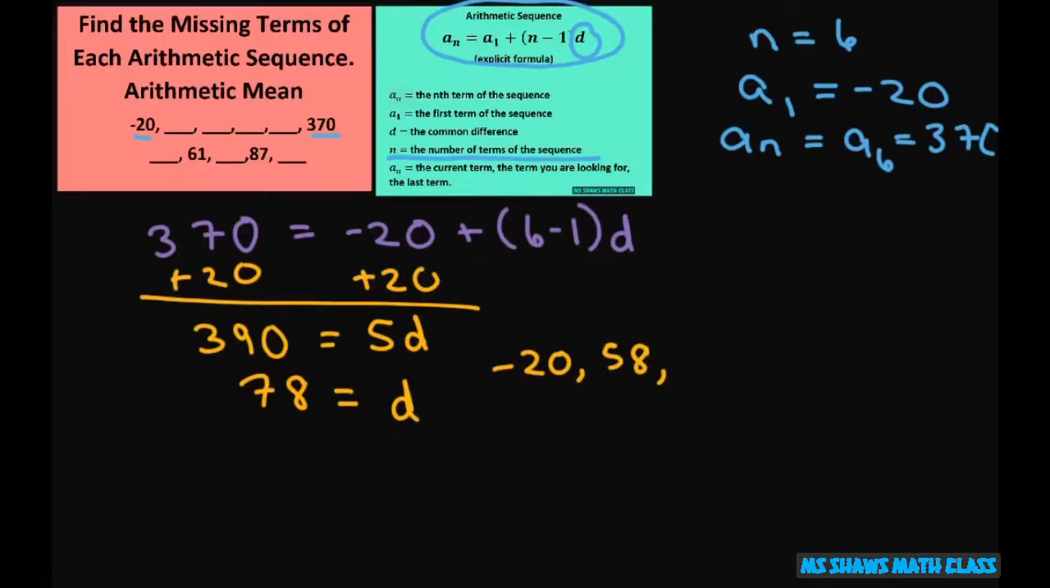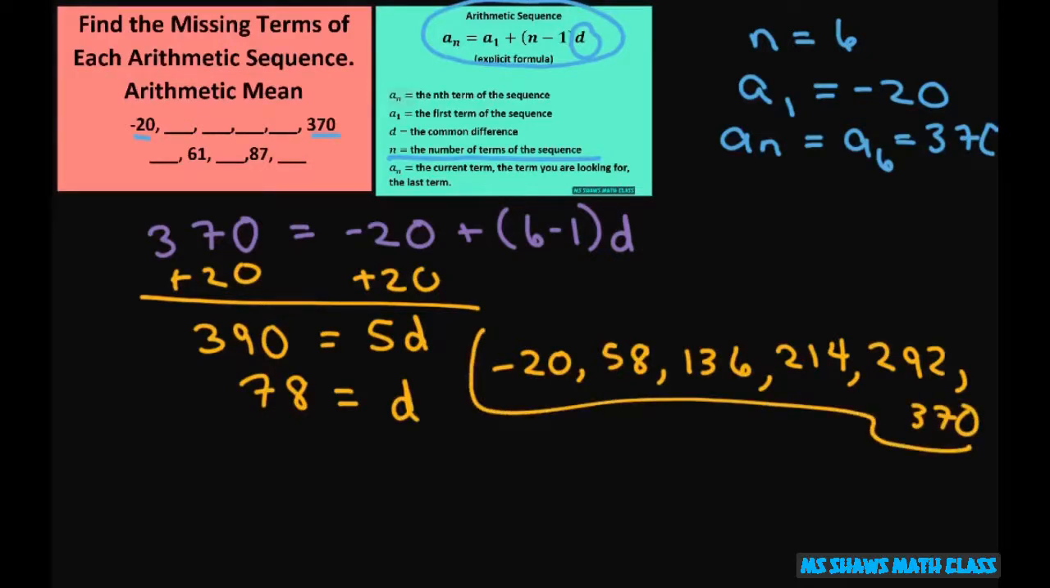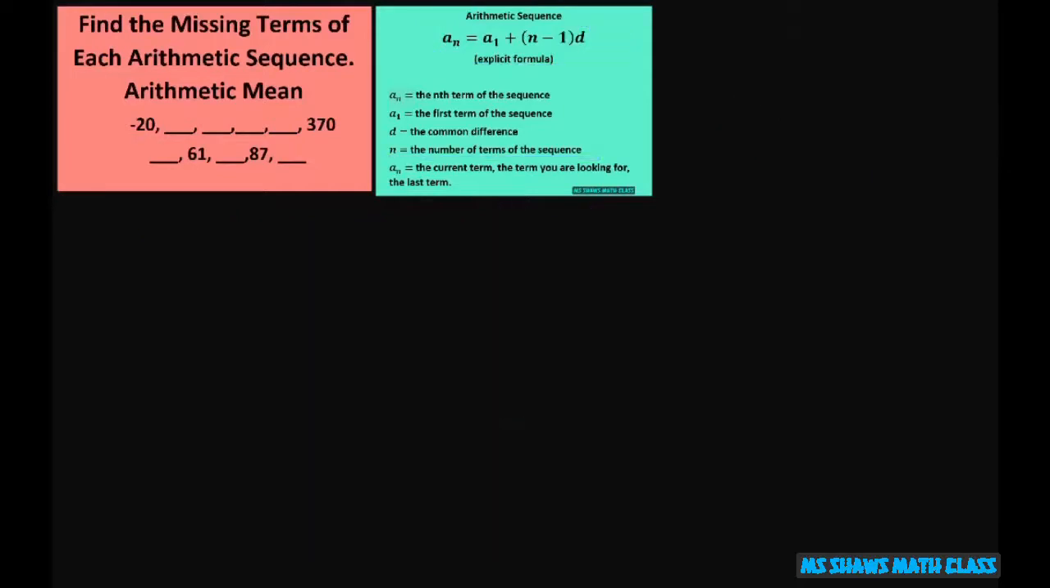Then you add again, you get 136. Add 78 to 14. Add 78 to 92. Add 78 and you get your 370. And that's your answer. Now let's try the second one.